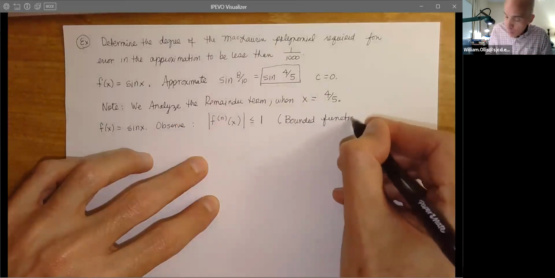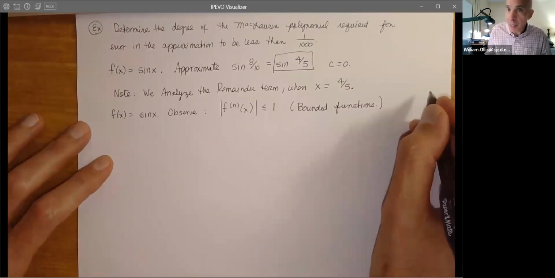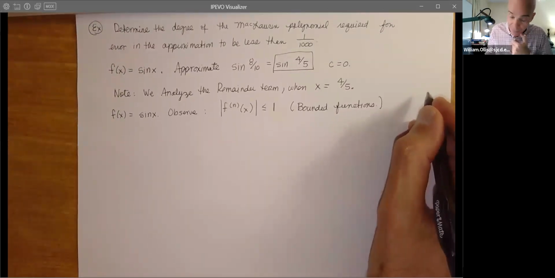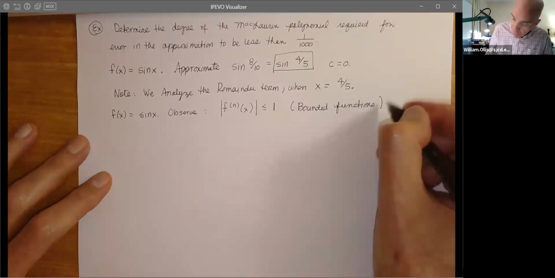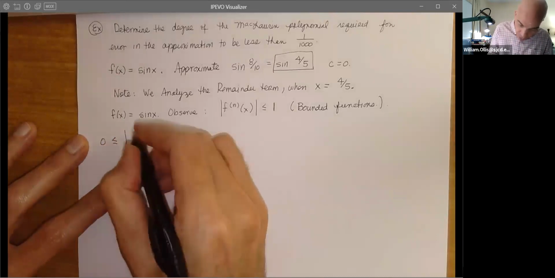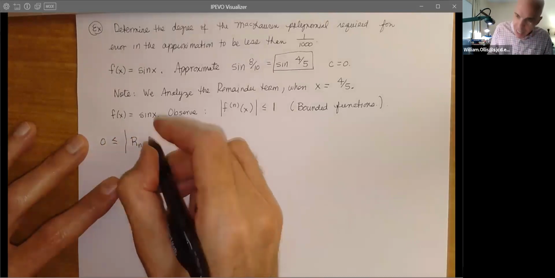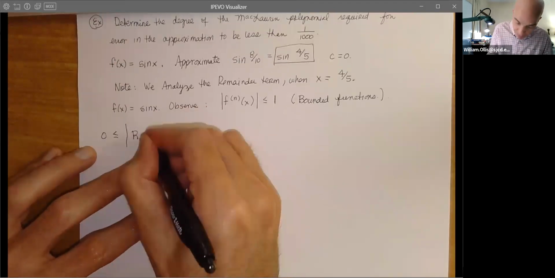Before, we just used an upper bound on a particular interval that was very convenient for e to the x, and that was nice. So now let's look at the remainder, just like we did before, and we're going to have to test the values of n. So this is a trial and error type problem.